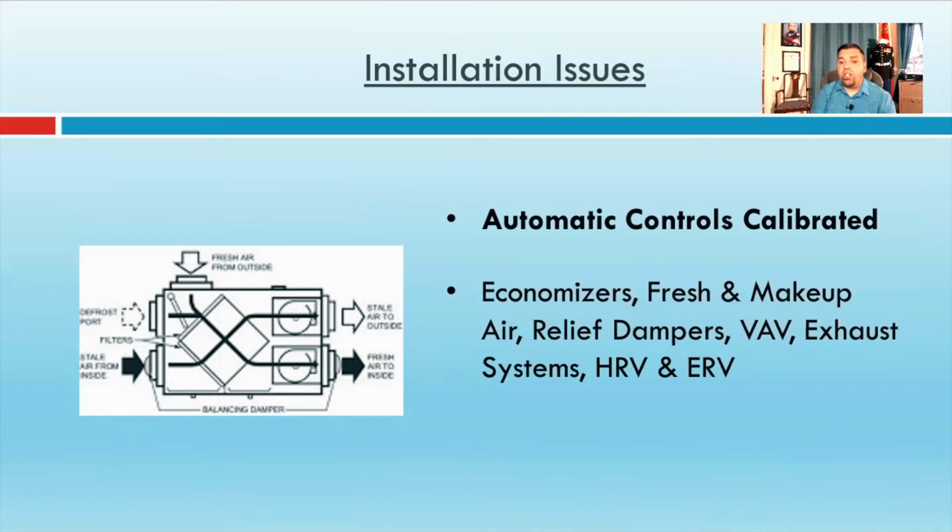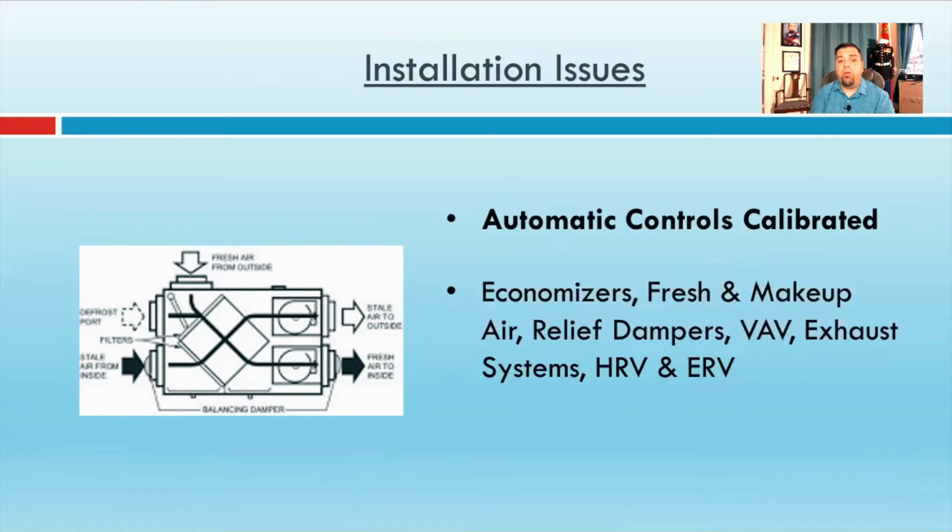Big one on there is HRVs and ERVs, all right? You have to make sure an HRV is pulling in the right amount of air and exhausting the right amount of air. There are adjustments with those dampers. It's typically done by pressure on most residential systems. There are ports to hook up a manometer and make those adjustments.